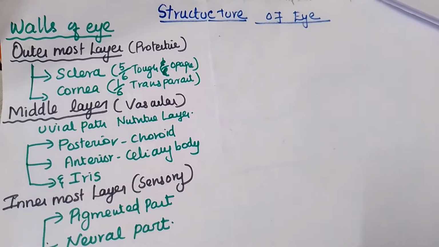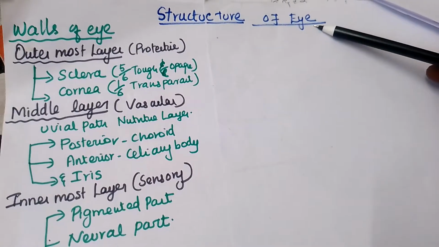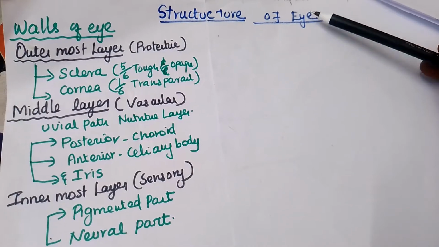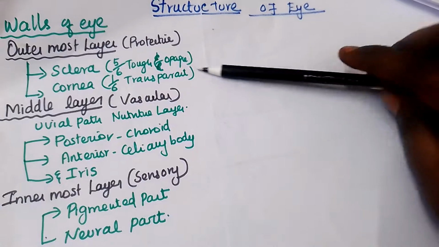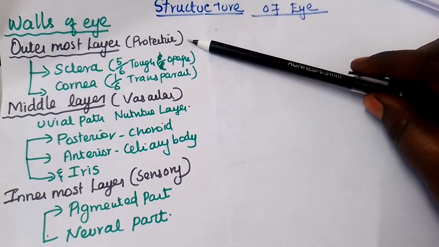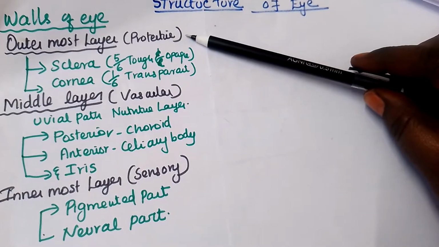Good morning. Today we will see about the structure of the eye. In the structure of the eye, what we are going to see today is the walls of the eye. In the walls of the eye, the first one is the outermost layer. The outermost layer is otherwise called the protective layer.